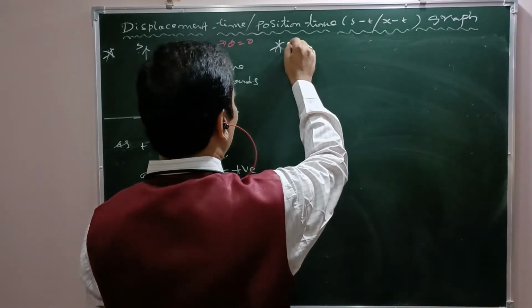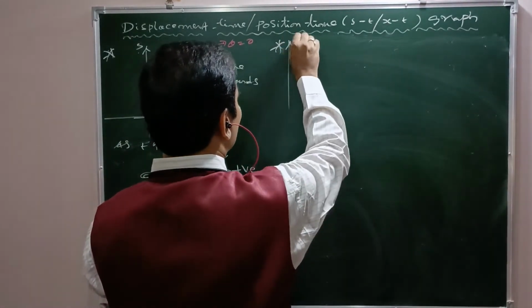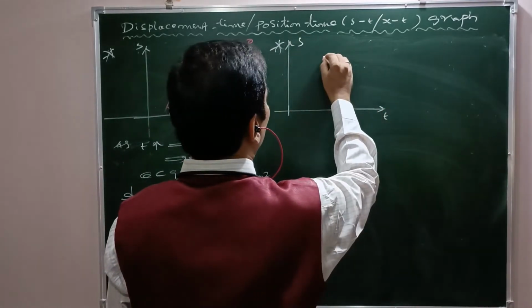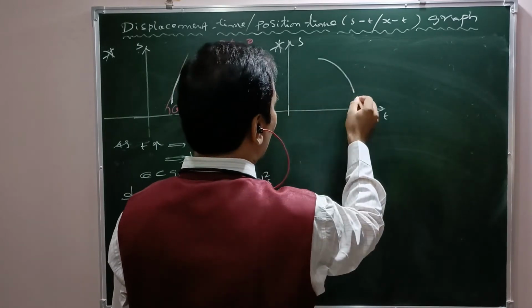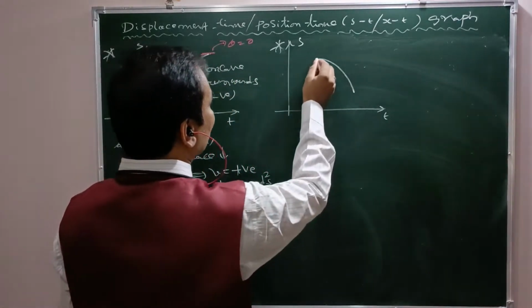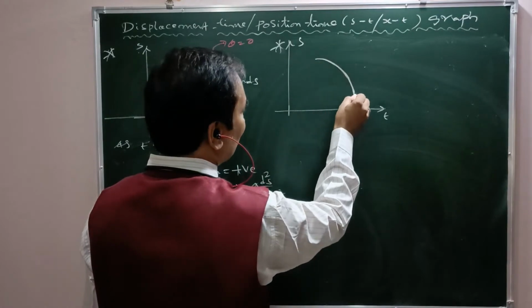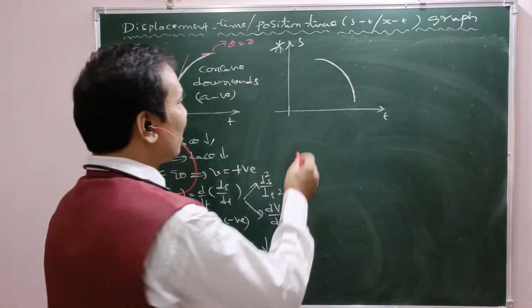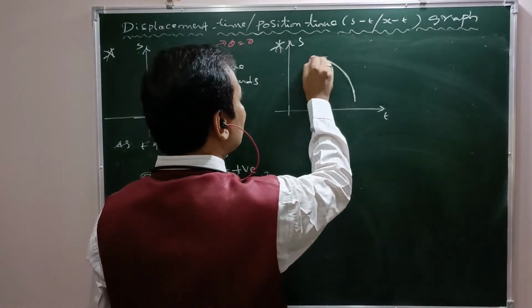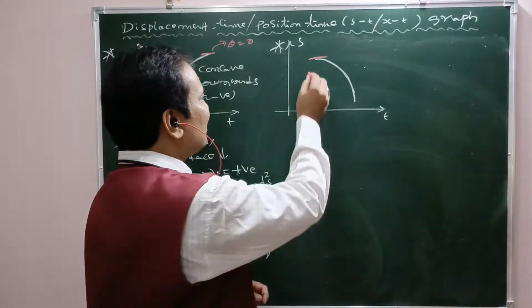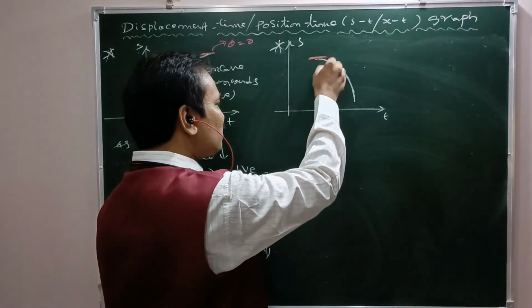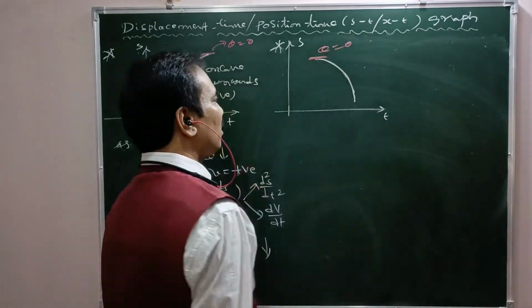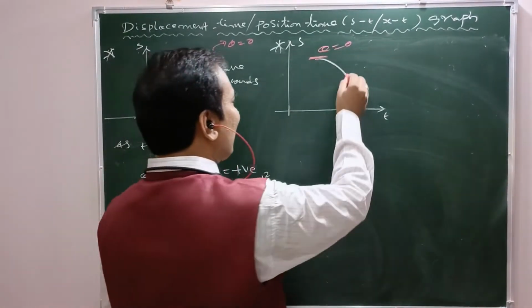Now coming to the next one. Suppose the displacement versus time graph is like that, as shown. Now somewhere here, what is the slope here? 0. Why? Because if I draw a tangent at its top, that comes parallel to the time axis. Now theta is 0 here.